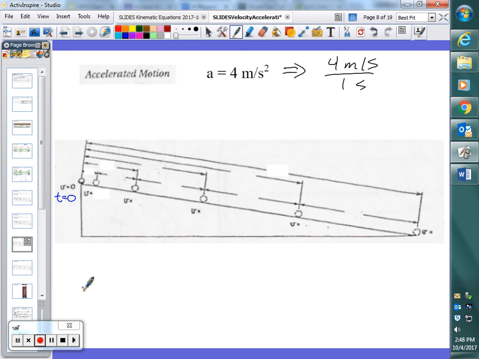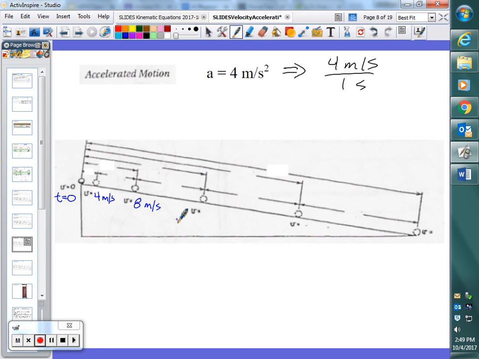How fast will that ball be going 1 second after it starts rolling? 4 meters per second. Good? The next picture is 1 second later. How fast will it be going at that point? 8. The acceleration tells us what? The increase in velocity, right? I guess more generally it's the change in velocity, but in this case it's increasing, right? How much does that velocity change every second?